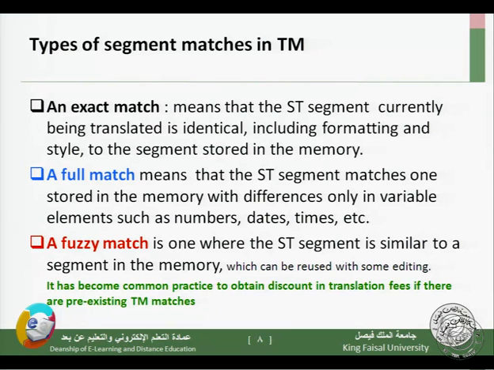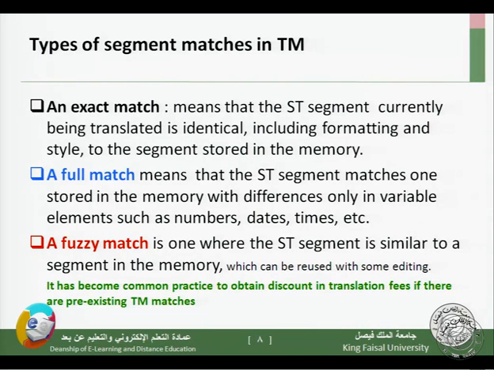Now the fuzzy match, number 3. The fuzzy match is where the source text segment is similar to a segment in the memory and can be used with some editing. Now you have a segment here, you check it with the memory, and you find out that there is one similar, but it needs a lot of editing. So you need to edit. That's why they call it fuzzy. It means not exact, not full match.